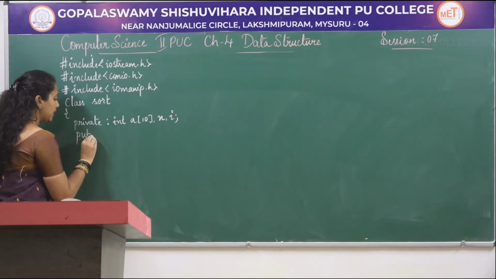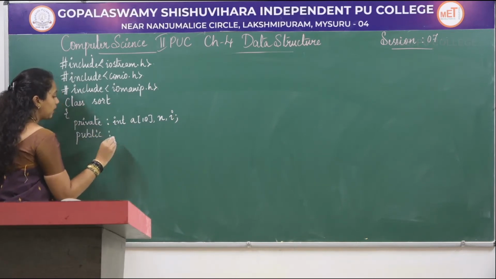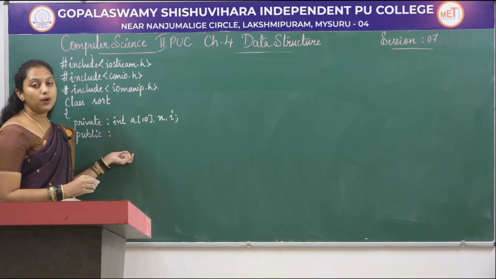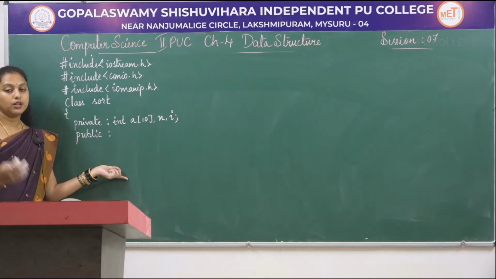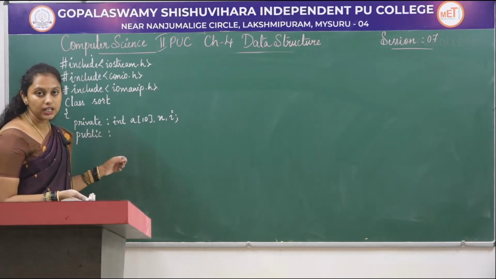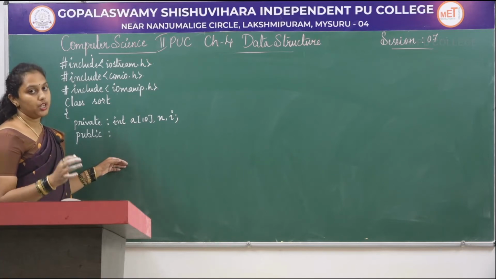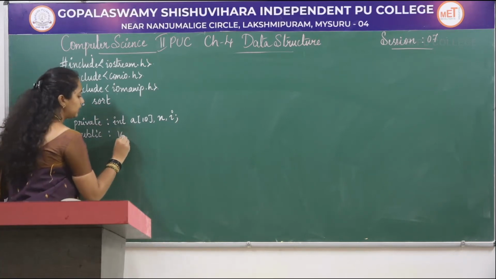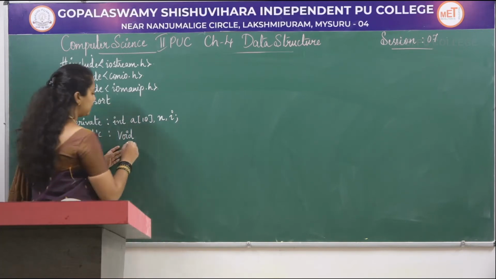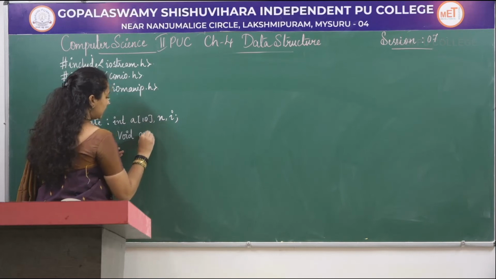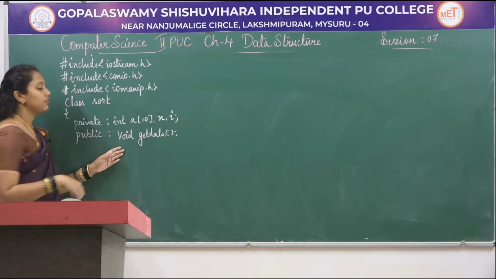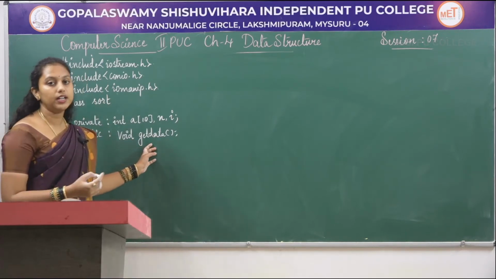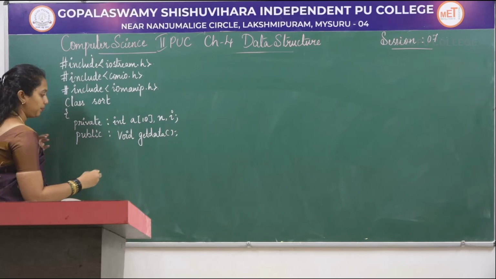In the public section, I am going to declare the required functions. So what are the required functions? The required functions are getdata, compute and display. So getdata, the return type of the function is void, as this function does not return any value. Using this getdata function, we are going to accept the required data from the user.